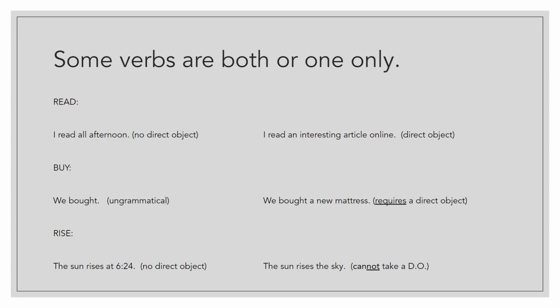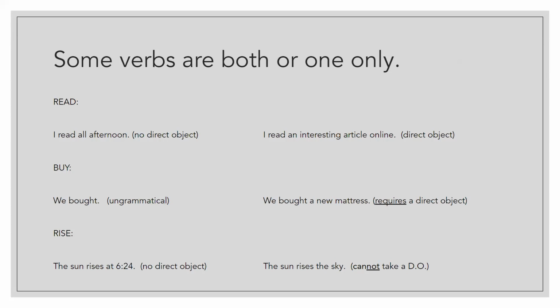I read an interesting article online. We can read magazines, we can read books, we can read the sticky note. Okay, we can read things. Okay, what are you reading? Oh, I'm reading something right now. It's very interesting. So a lot of verbs out there can be both transitive and intransitive.